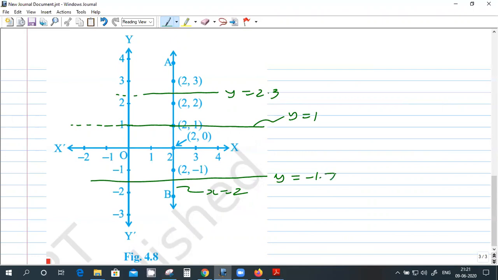Okay. So any line parallel to the x-axis will be y equal to something, and any line parallel to the y-axis will be x equal to something. And there is no restriction on the other variable.